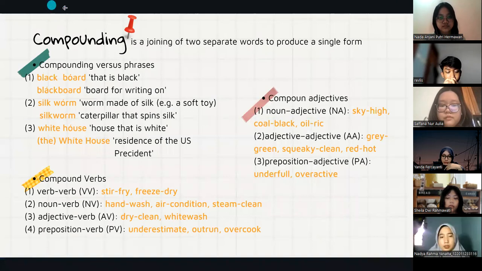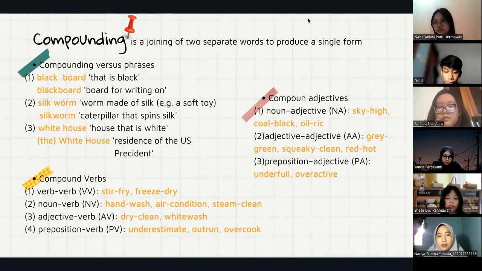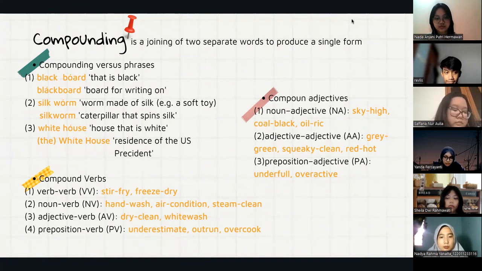Hello, my name is Nadya Rahma, and I will tell you about compounding. Compounding is the joining of two separate words to produce a single form. In compounding, there are five or six subtopics. The first one is compounding versus phrase.